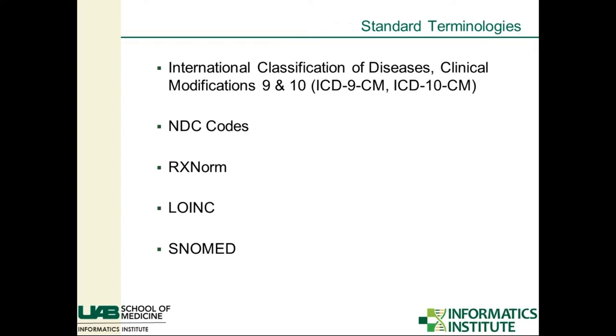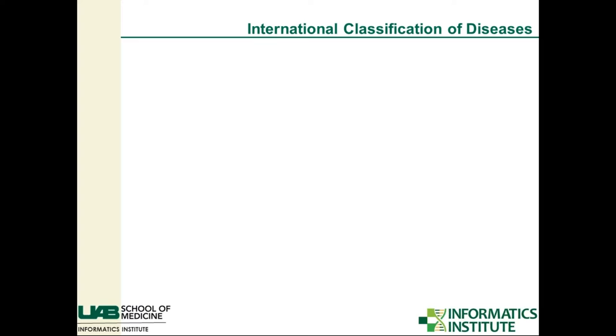There are a number of terminologies that are used reliably in healthcare and clinical research. I'm only going to go into some of them, but allow me to go into a little bit of detail with those. So International Classification of Diseases with Modifications 9 and 10. There's the NDC codes. There's RxNorm. There's LOINC. And then SNOMED. And that's it. Those are the main ones that are used in clinical research where you're dealing with electronic health records. These are terminologies that are typically used to capture data in patient health records. There are lots of other terminologies used in clinical research, and there's just not time to cover those. But these are the main ones that you'll encounter if you're using electronic health record data.